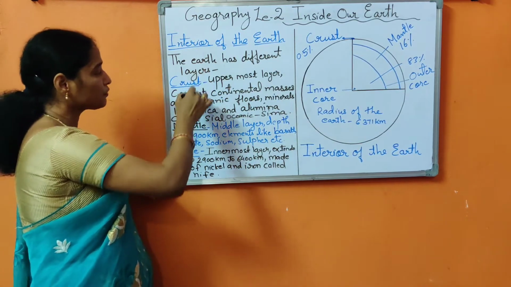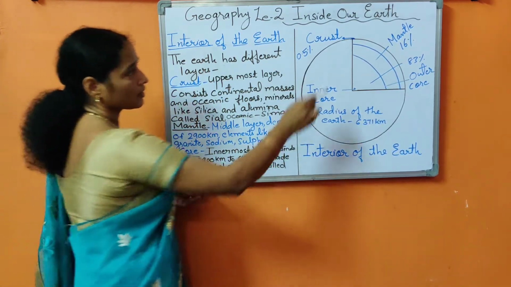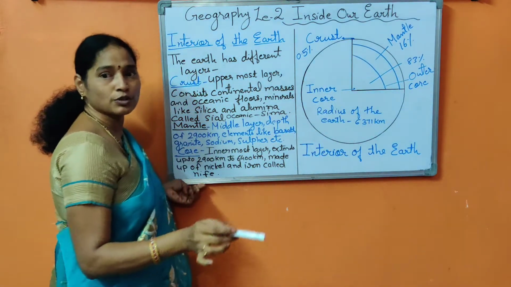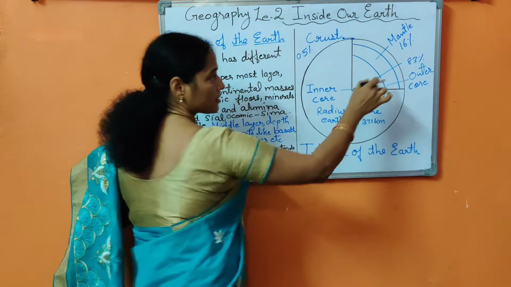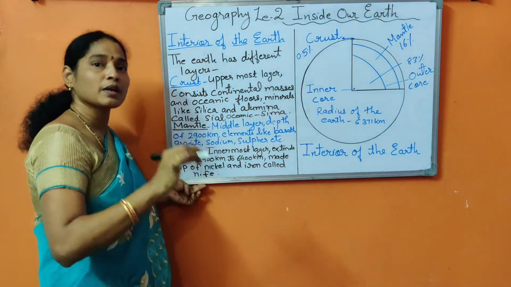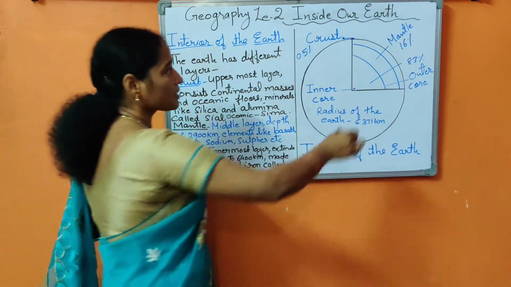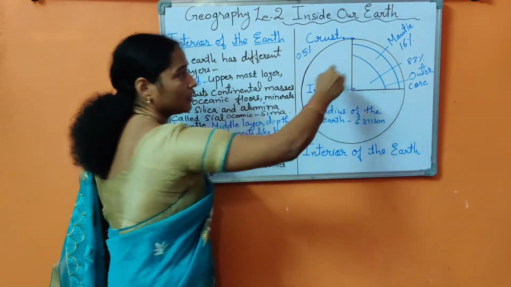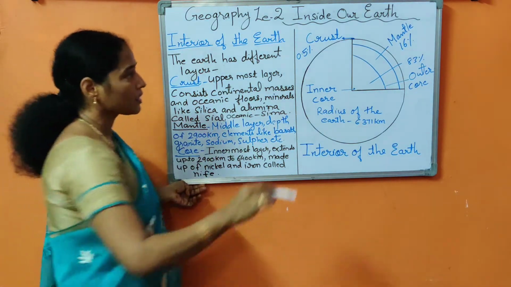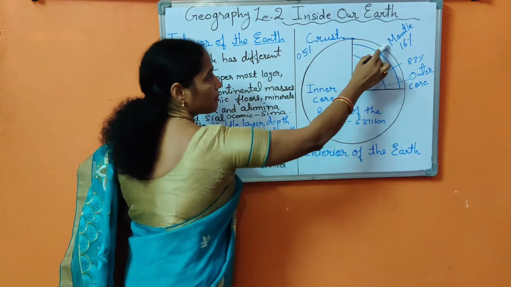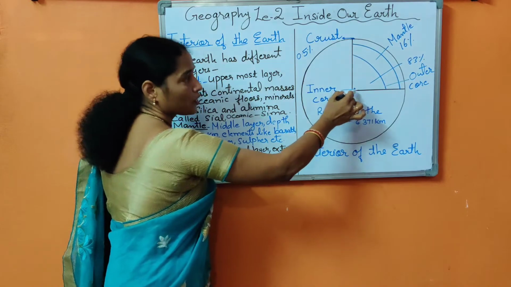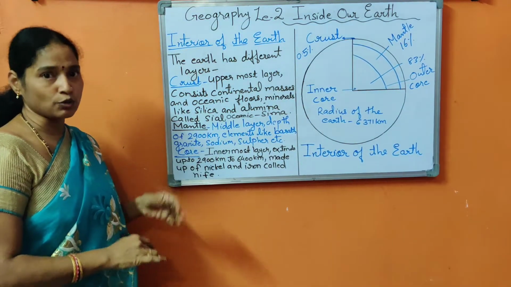So these are the different layers of the earth: crust, mantle, outer core and inner core. The core makes up 83% of the volume. So this is about the interior of the earth, children. It is made up of many different layers, as we have learnt: the crust, mantle and core. And this is the core, children, inner core and outer core.